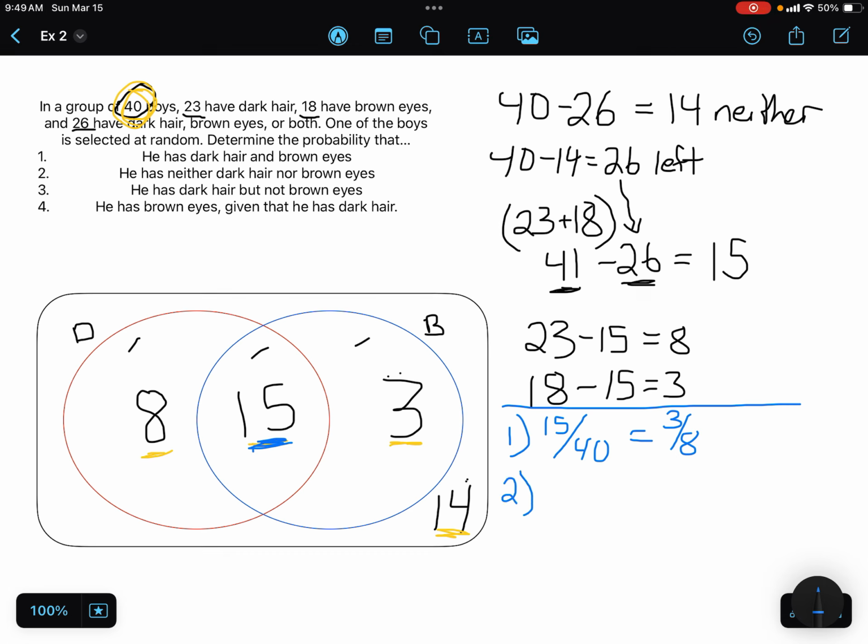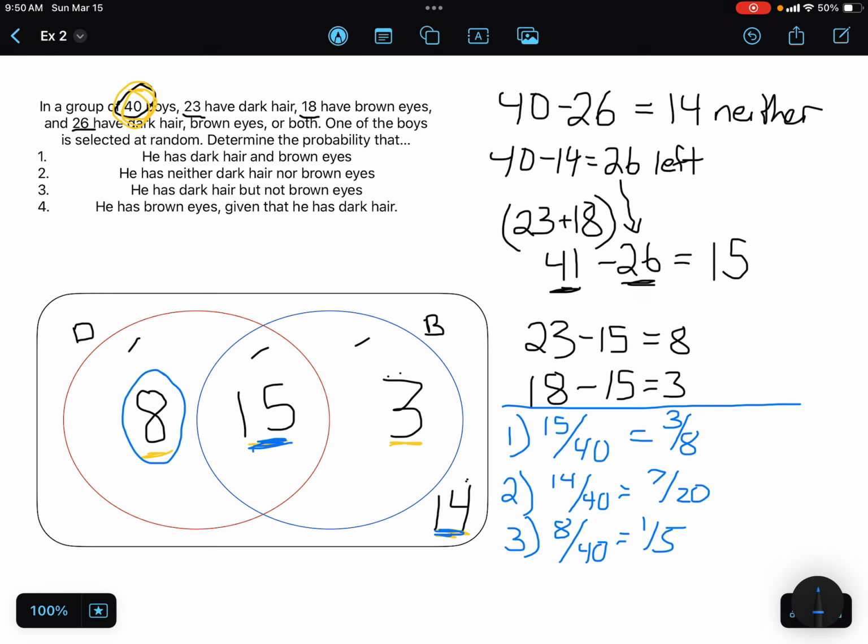Question 2, he has neither dark hair nor brown eyes. Well, that's easy. We can just read that straight off of the diagram, and that is 14 out of all 40. We can divide both of those by 2 and get 7/20. Number 3, he has dark hair but not brown eyes. Okay, so that's only dark hair. Well, that's going to be the 8 because we are cutting out the middle part there, the both, according to that question. So that's going to be 8 out of 40, which of course simplifies to 1/5.